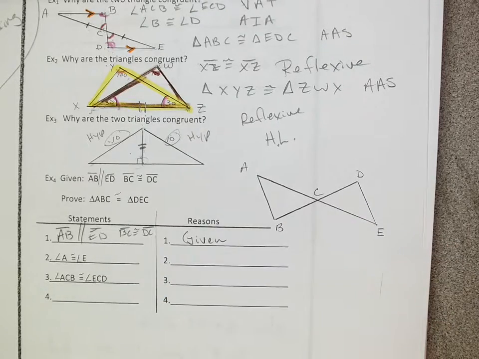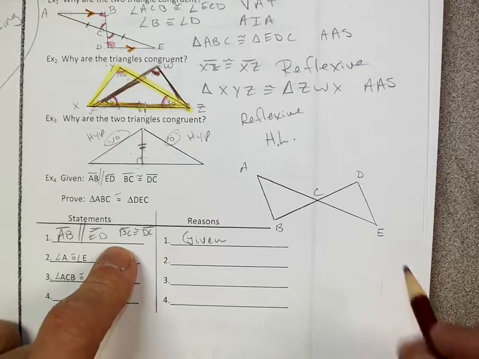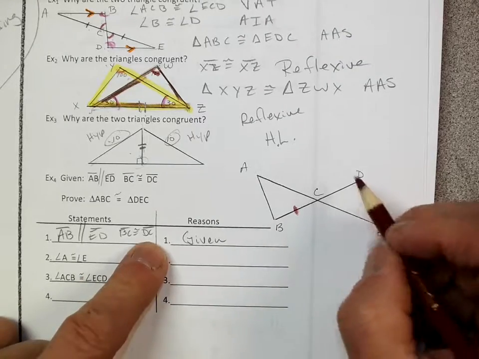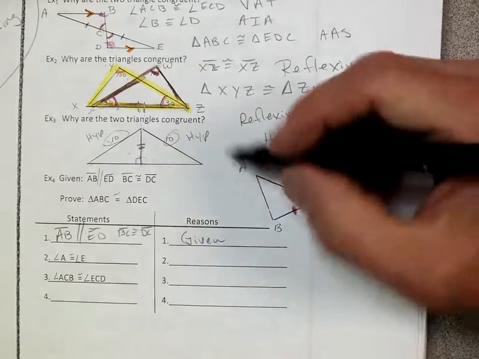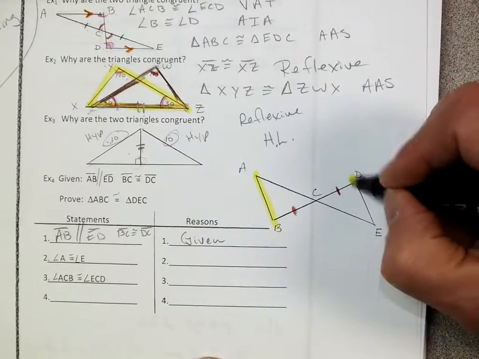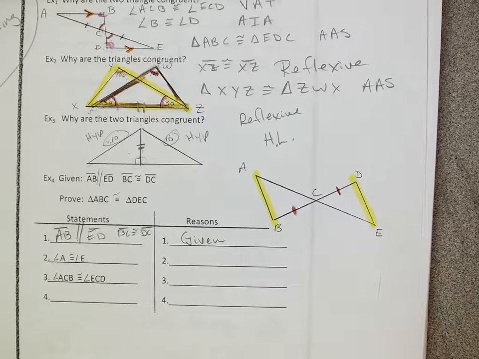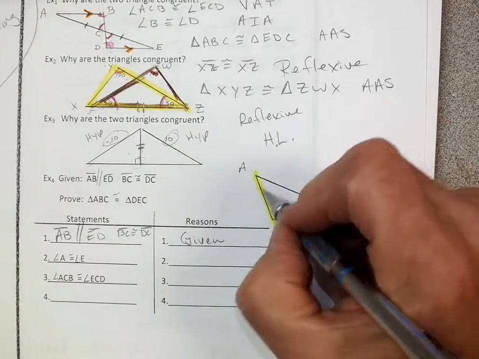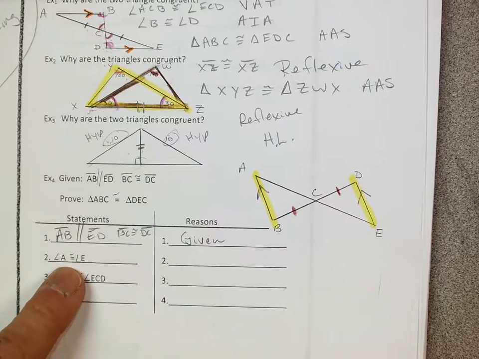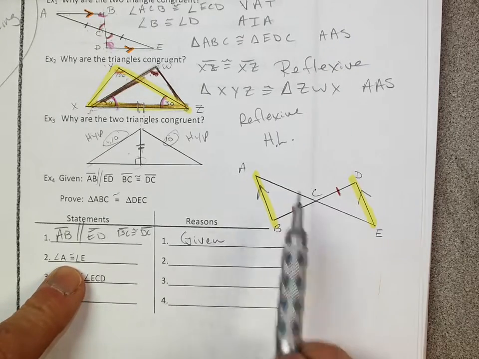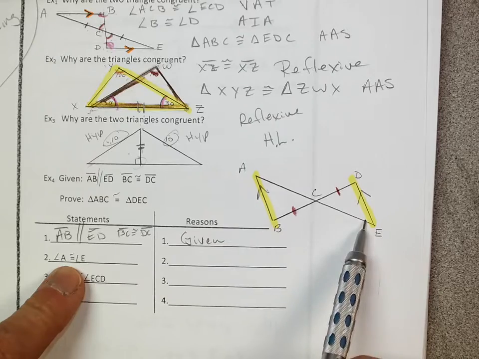So let me mark my figure, because that always helps me. BC, that's that one. DC, let's mark that one. And I got parallel lines, right? So I've got this line is parallel to that line. Okay, so I want to mark my figure. That's parallel there, and that's parallel there. Okay, so step 2. You ready? Angle A is equal to angle E.